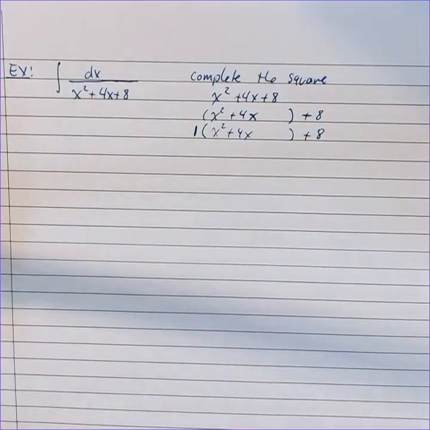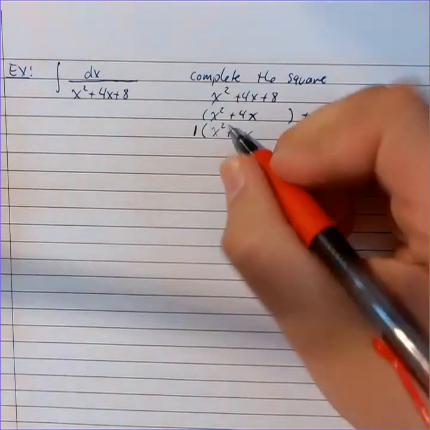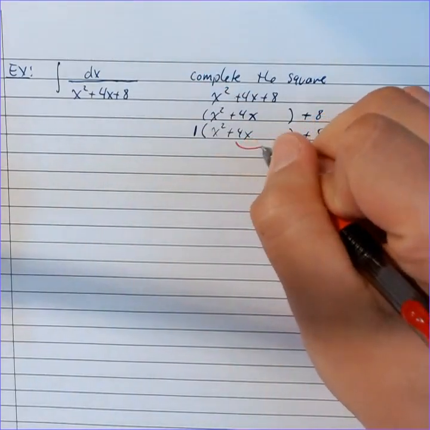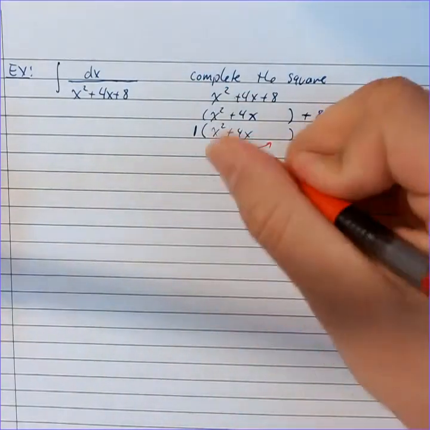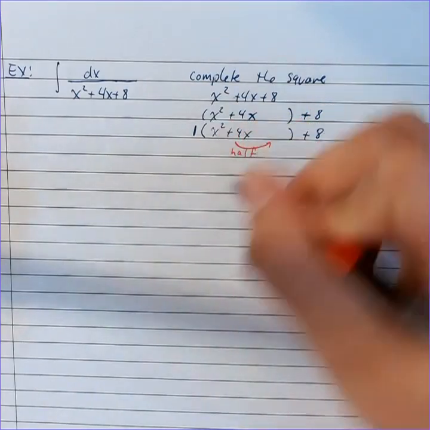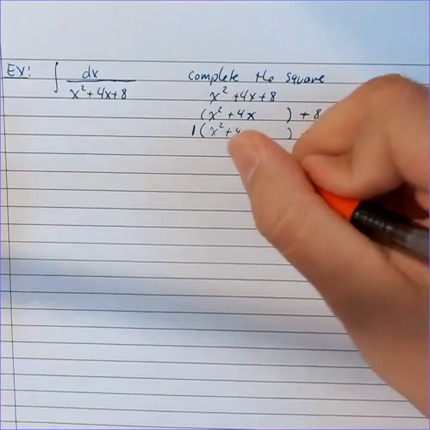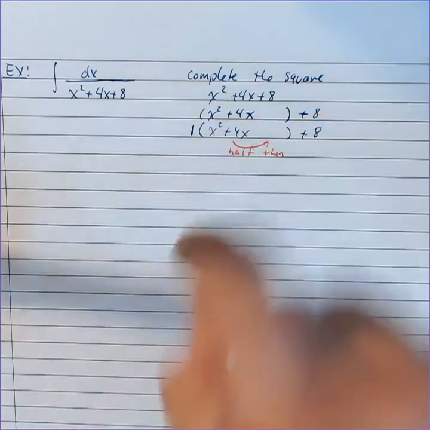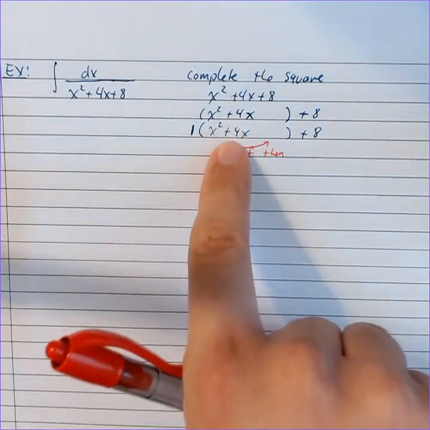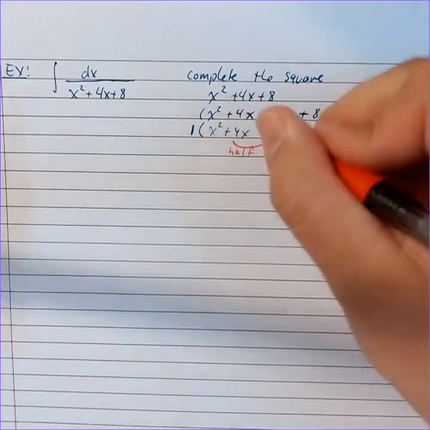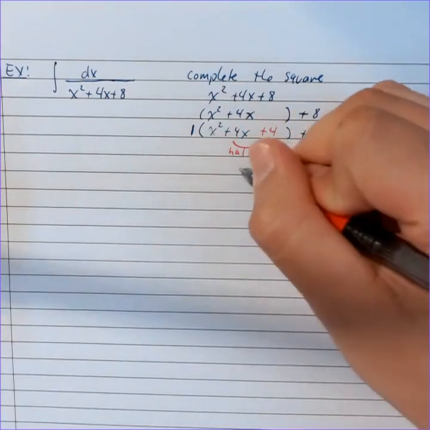Okay. All right, now comes the part that completes the square. You're going to take whatever number is there, you're going to cut it in half, so half of 4 is 2, and then you're going to square. So take half of 4 is 2, then square the 2. Okay, well then that's a 4. That's plus 4 right there.